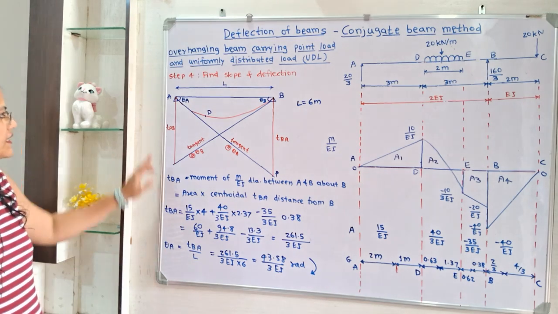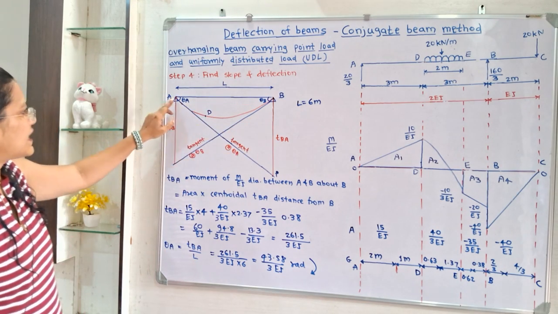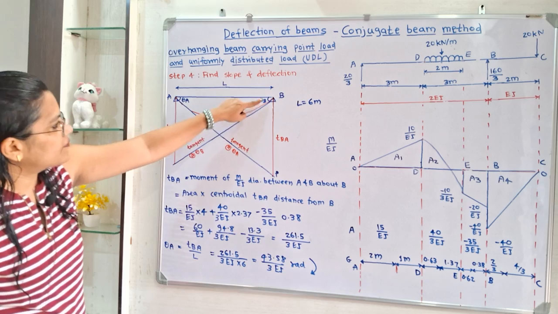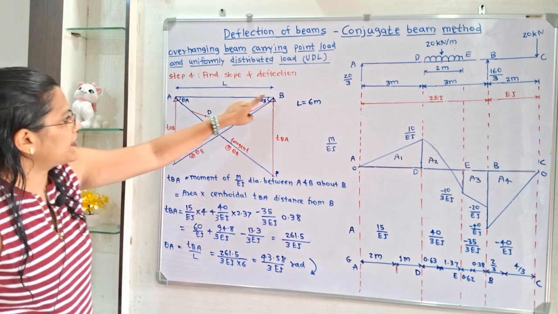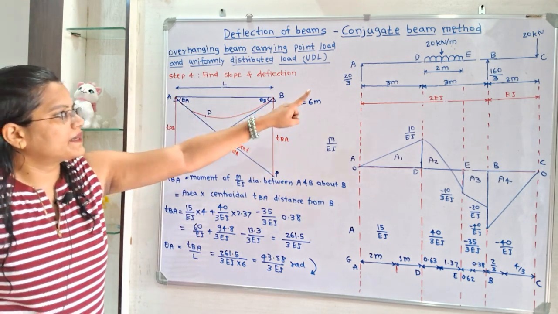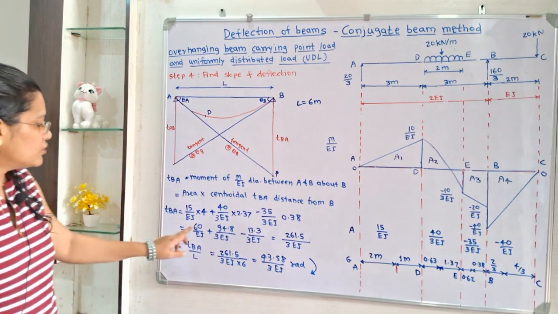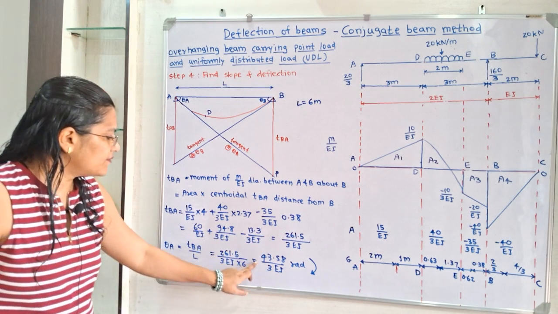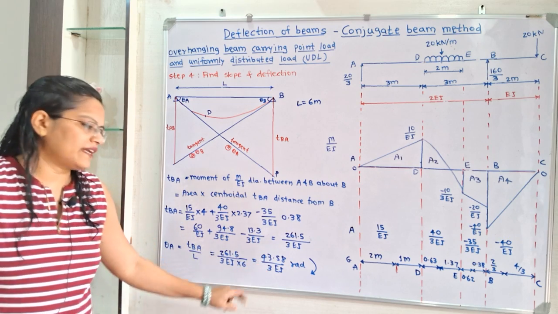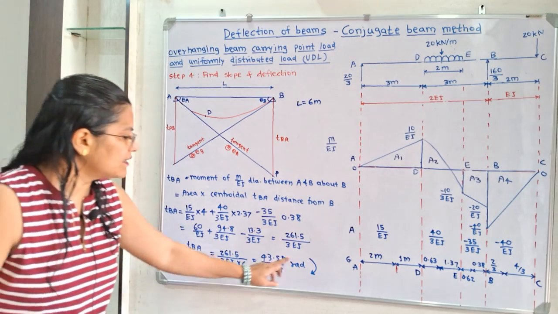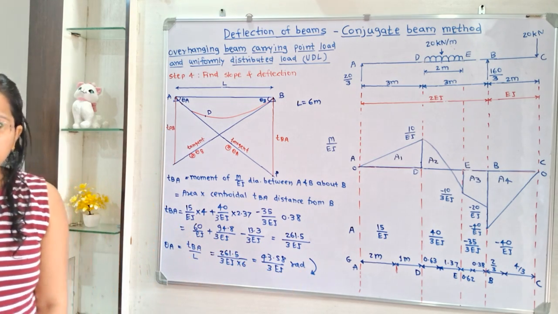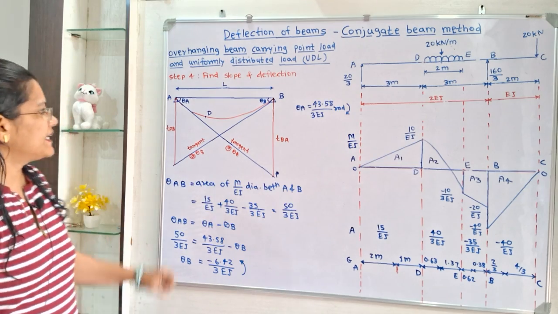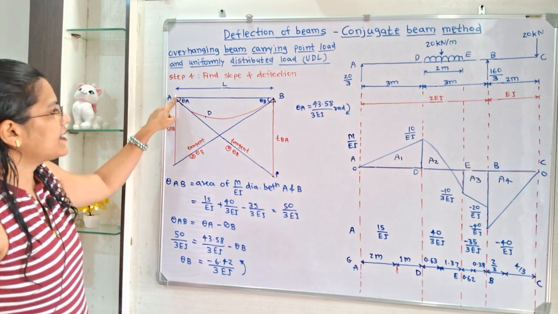Now we will calculate theta A. If we observe this triangle ABP, then in this triangle theta A is equal to TBA divided by L, and L is the length AB, which is equal to 6 meter. So we will take L equal to 6 and this TBA term, and then we will get the answer with a positive sign. Whenever there is a positive sign, we have to show the clockwise direction, and its unit is radians.